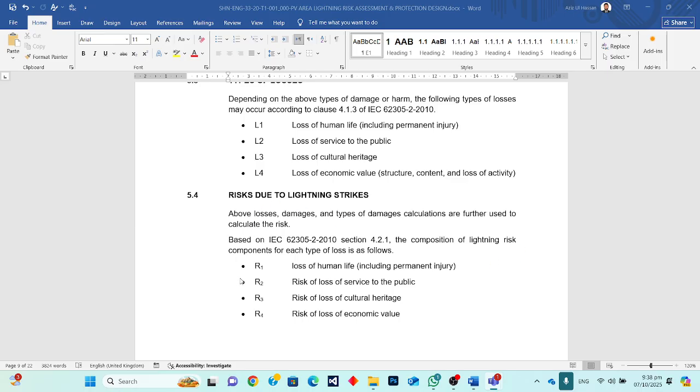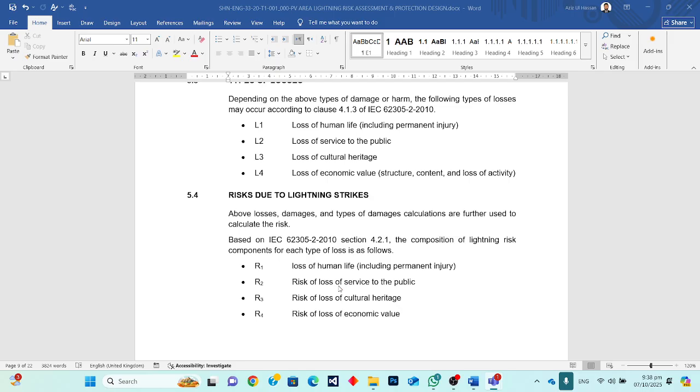Basically, these are the four losses, and like the same, we have four types of risk. R1 is the risk of the loss of human lives. R2 is the risk of the loss of service to the public. R3, the risk of loss of the cultural heritage. And the fourth one is the loss of economic values. These are basically the four losses.